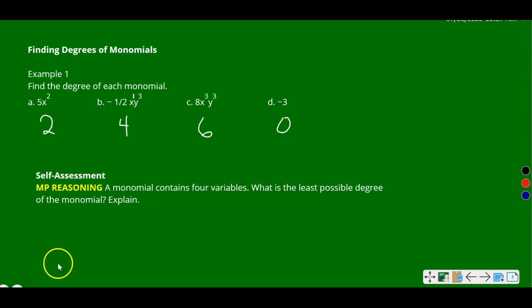All right, self-assessment. A monomial contains 4 variables. What is the least possible degree of the monomial? Explain. Take a moment, write that down, come back for the answer. All right, hopefully you paused the video, took a moment to look at this. A monomial contains 4 variables. What is the least possible degree of the monomial? The answer would be 4. So each variable would have to have a degree of at least 1, and you would add those 4 together to get 4.